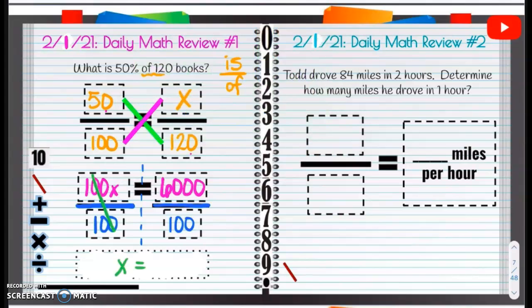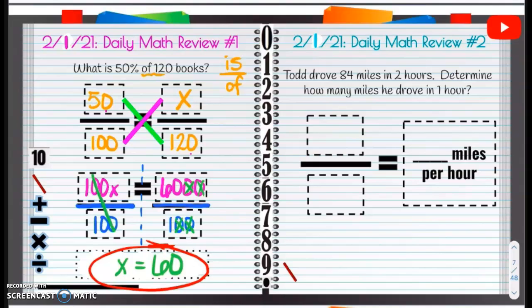Okay, so 100 divided by 100 is just 1, so we're left with x on this side equals, well, we can cancel out some zeros here. There's 1, there's 1. Oh, look at this. What is 60 divided by 1? 60, that's it. So our answer for this one is going to be 60. Woohoo! So 50% of 120 is 60.